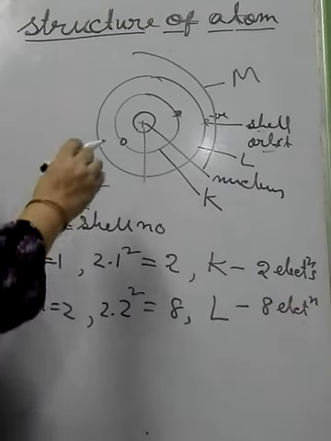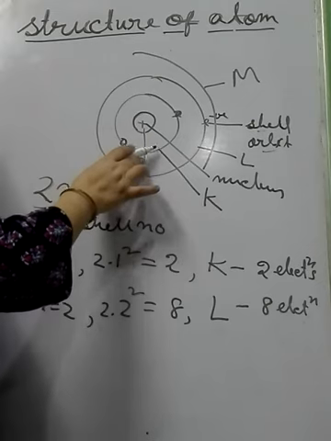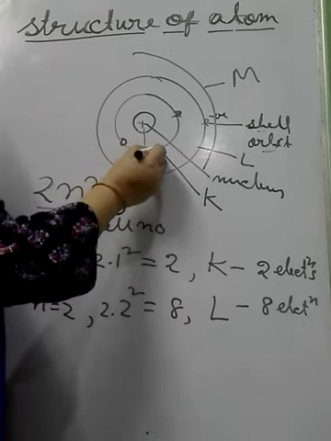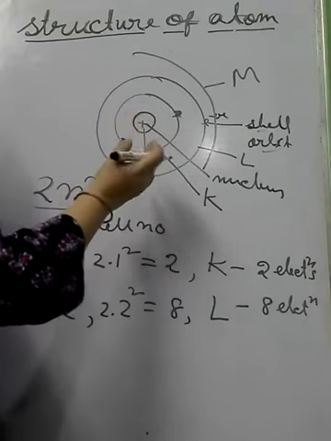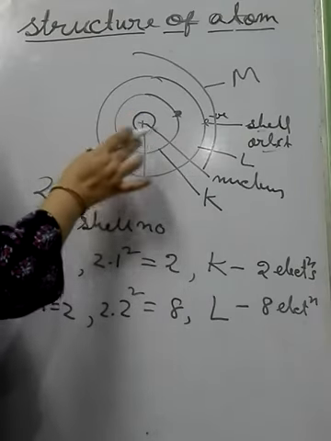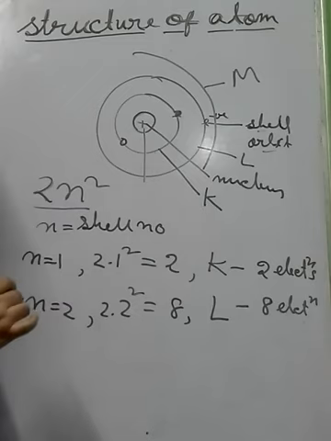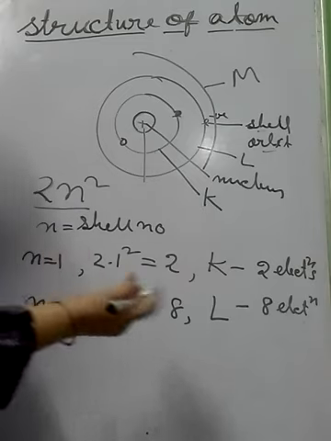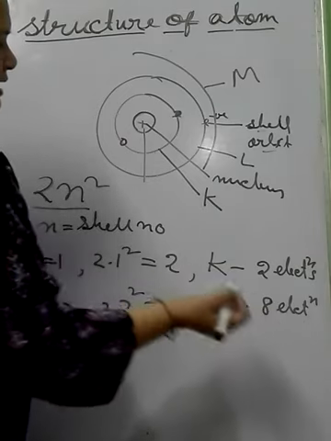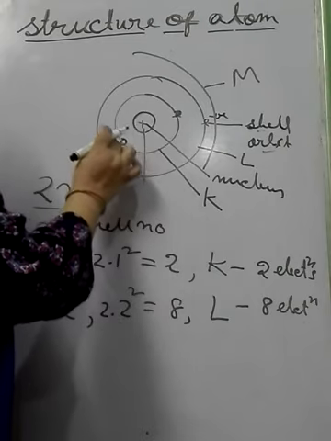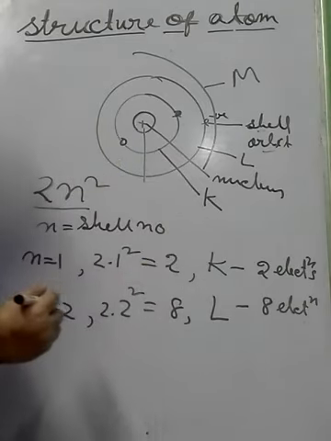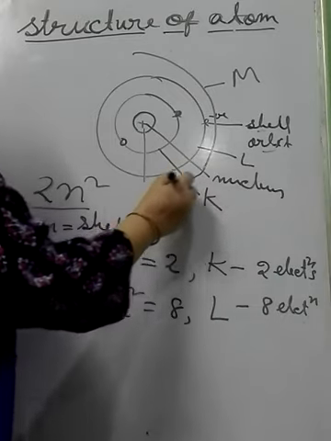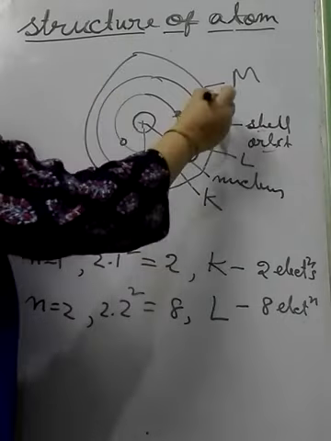Mind here, the K shell capacity is 2. Less than 2 is possible to give here, but more than 2 electrons is not possible. If more than 2 electrons come for a particular atom, they will go to the next shell, that means the L shell. Similarly, the L shell capacity is 8. So 8 electrons or less than 8 electrons we can give in the second shell, but more than that is not possible.